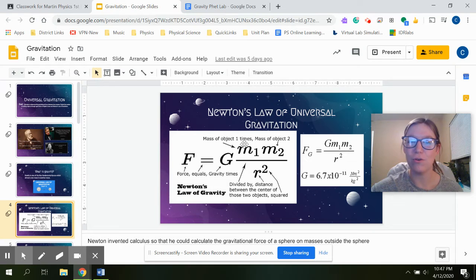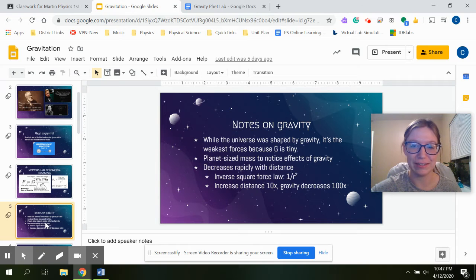The only thing that gravity really depends on is the mass of the 2 objects that are attracted to each other and the distance between the center of those 2 objects. So we're going to square this distance, multiply the 2 masses together, multiply all of that by the universal gravitation constant, and that gives you the force of gravity. This is usually a tiny, tiny number, like real small. We're going to look at that a little bit today.